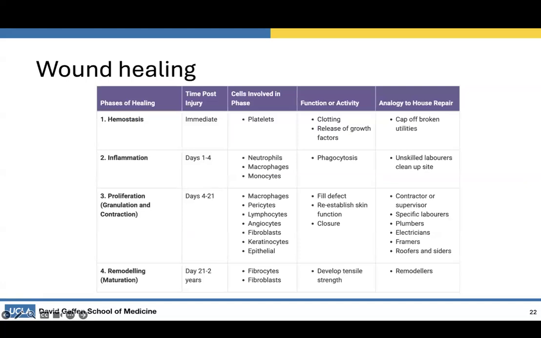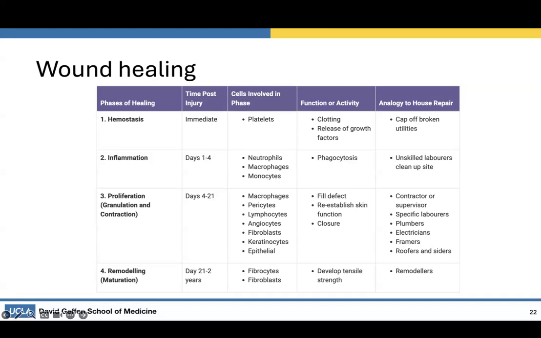Another primary function of this system is the ability to heal wounds. Wound healing occurs in a series of overlapping phases. We have hemostasis, or blood clotting, inflammation, or wound cleaning, proliferation, or tissue growth, and maturation, or remodeling, which is scar formation. This table on the screen uses an analogy of repairing a home to help understand each overlapping phase.